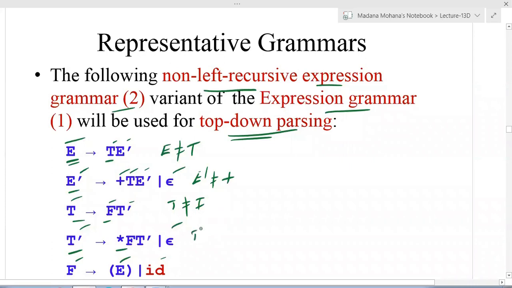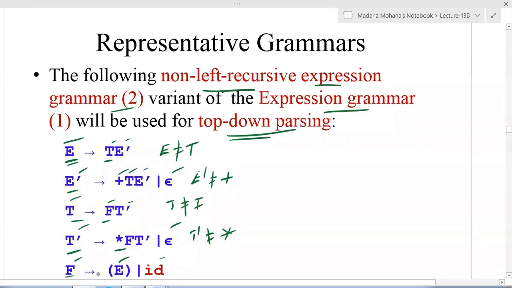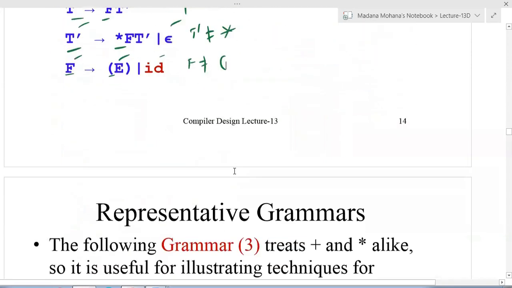For each and every production, you compare only the leftmost symbol on the right-hand side with the left-hand side variable. Here T' is not equal to star. Now here for F, the first symbol is the left parenthesis, not E. So F is not equal to left parenthesis. Therefore this is non-left-recursive. Here left recursion is not there. This type of grammar is used for top-down parsing.